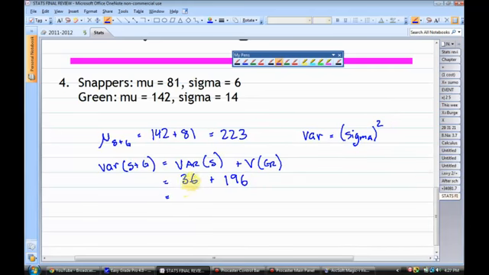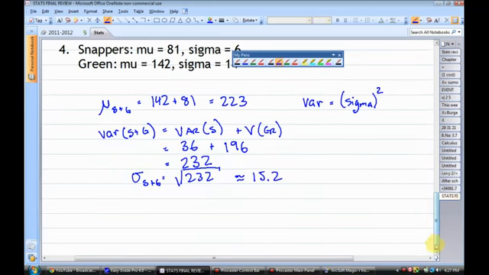Alright, so what does this add up together? 232? Yeah. So sigma of S plus G is equal to root 232. So whatever that is, 15.2. Approximately 15.2. That should take care of that, right?